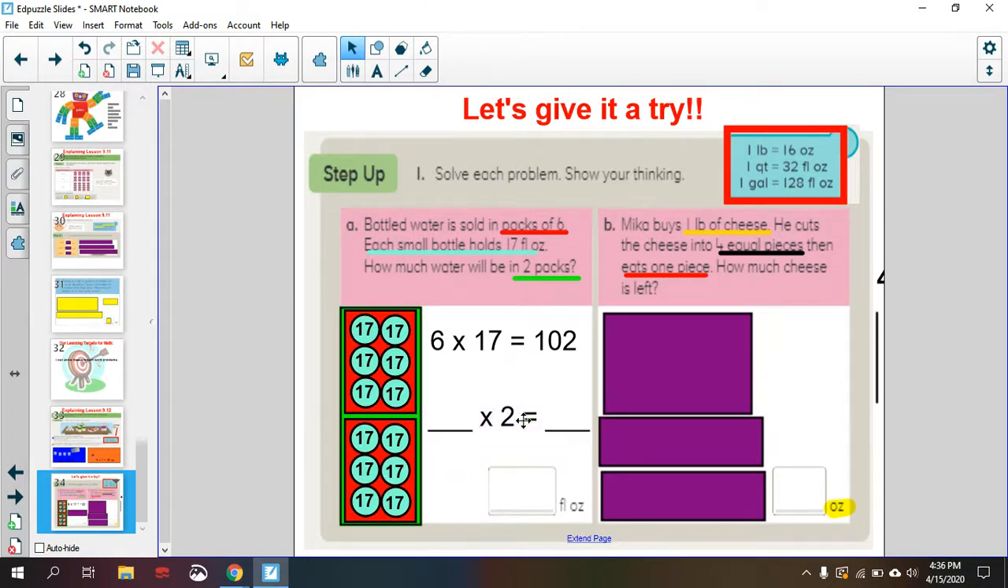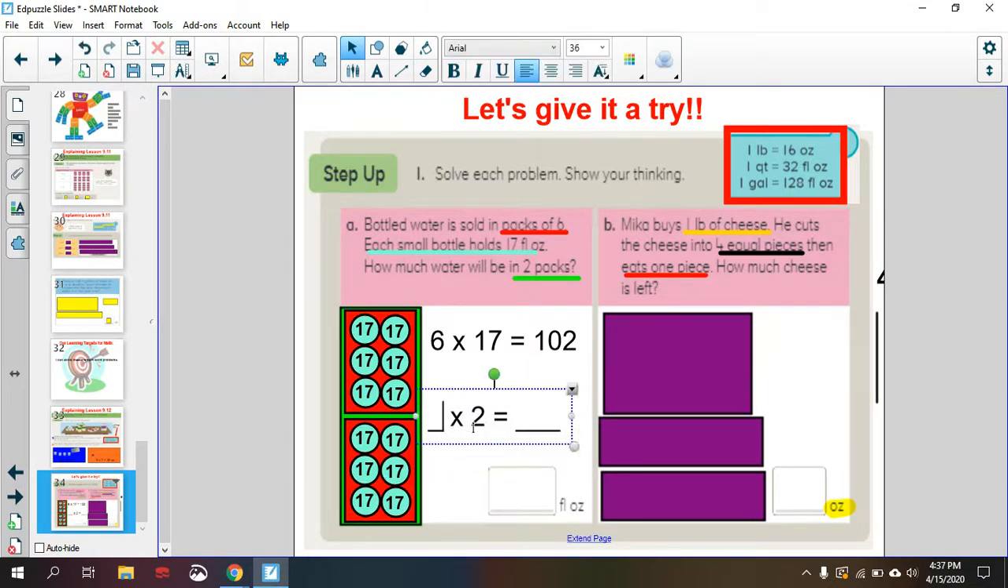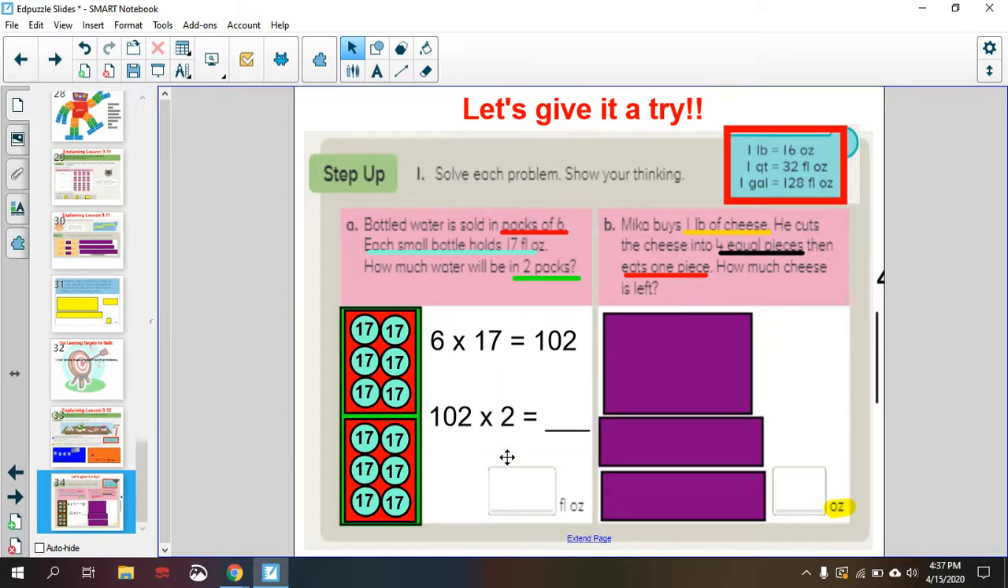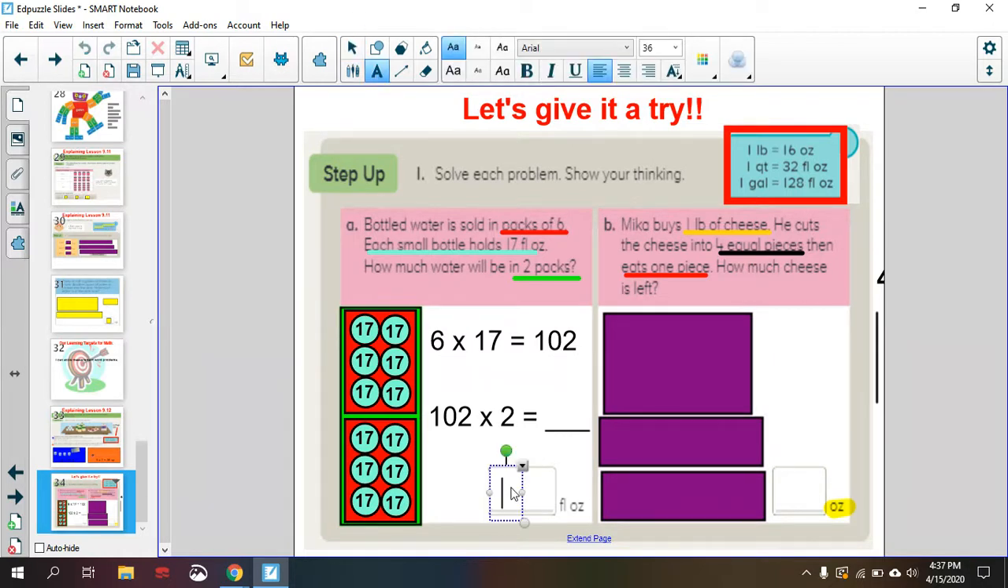So now what I have to do is I have to double the answer that I got before. What would 102 times 2 be? Very good. 102 times 2 is going to be 204. So you know that in 2 packs of water, there's going to be 204 fluid ounces. And again, all I really did was I came up with models or pictures to help me, and then I also kind of put those equations to match my thinking.